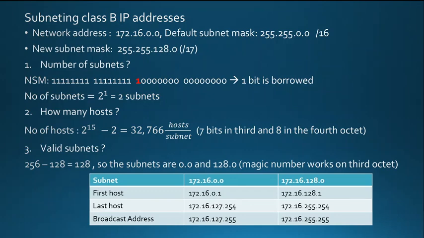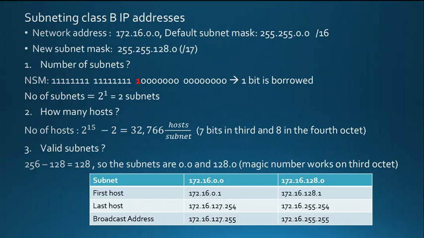But what are the valid subnets? As you can see, if you take 256 minus 128, we get the magic number, which is 128. So the subnet 0.0 is the first, of course, and the next one will be 128.0, because it's a class B address. The magic number works on the third octet.